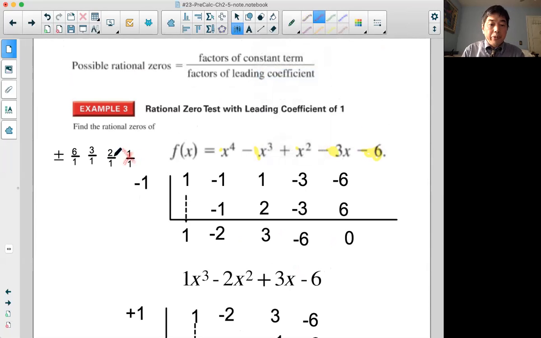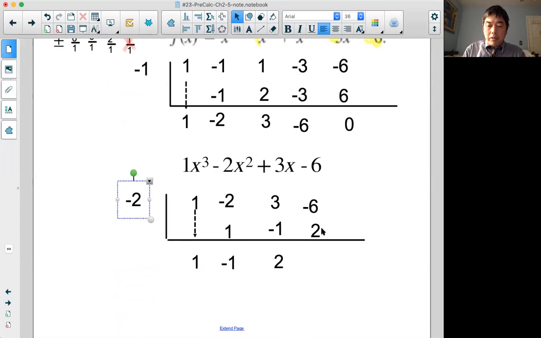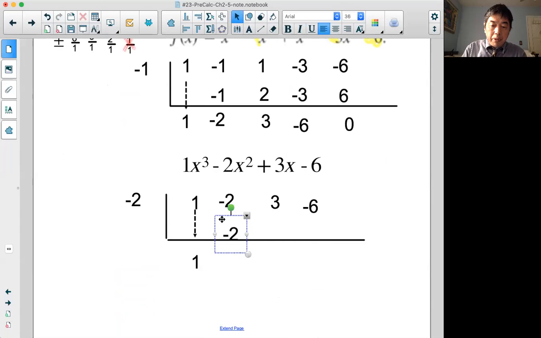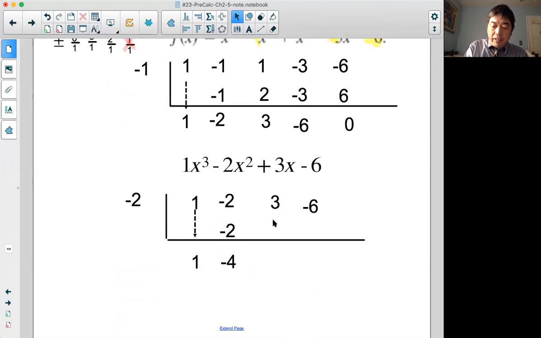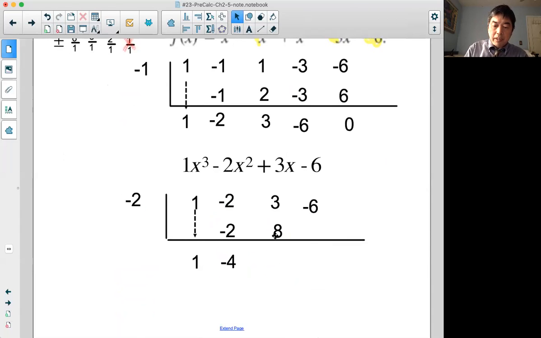Now the next number is positive 2 or negative 2. I will choose negative 2. Let's do this one quick because it's time consuming. So I will erase this. 2 times negative 1 is negative 2. You add, so it's going to be negative 4. Negative 4 times negative 2 is positive 8. You add, it's going to be 11. 11 times negative 2 is 22. It doesn't work, so I will skip this number. So negative 2 will be skipped. How about positive 2?